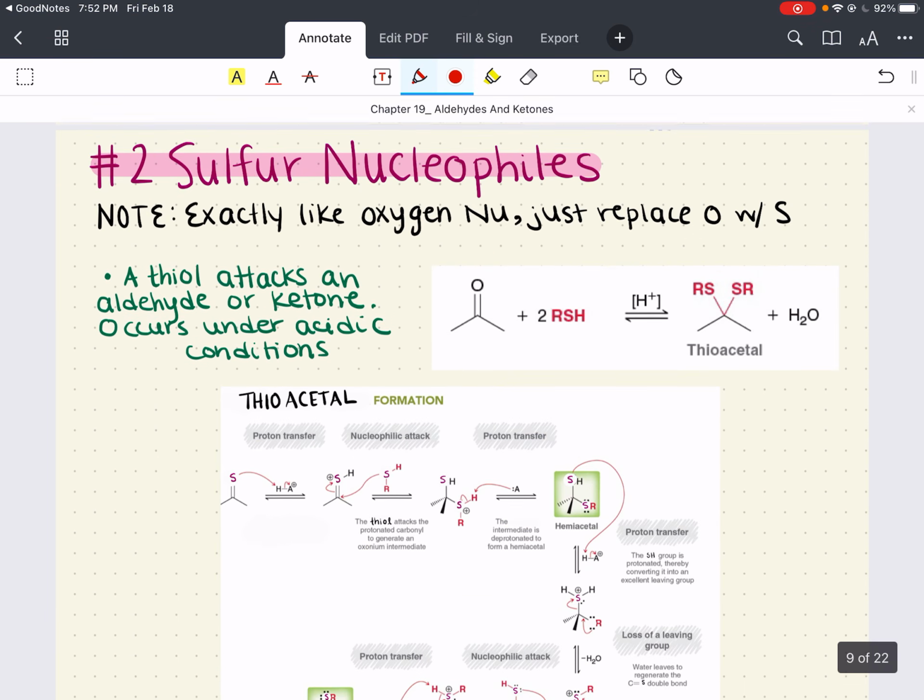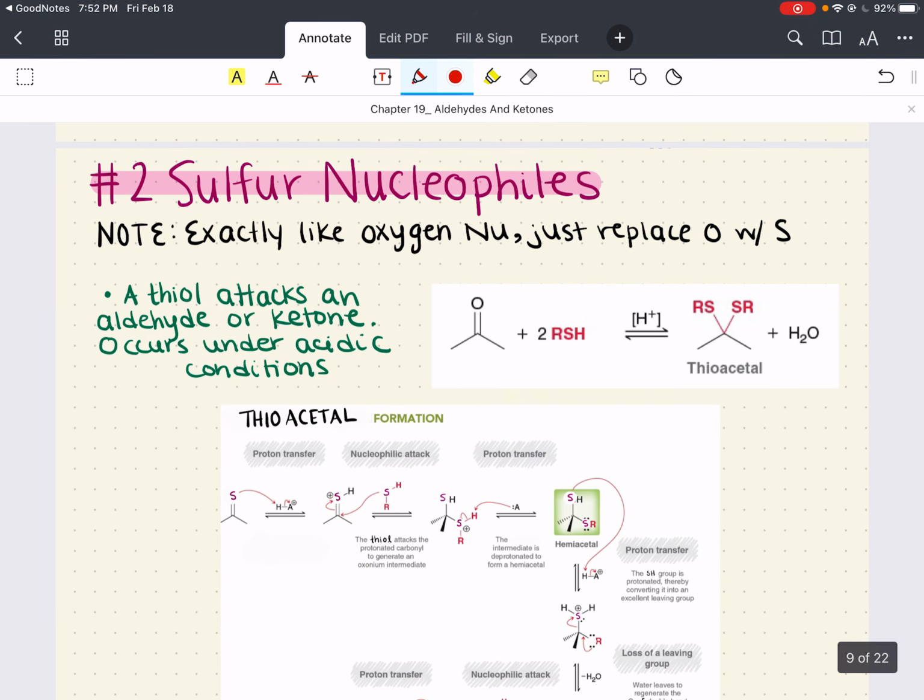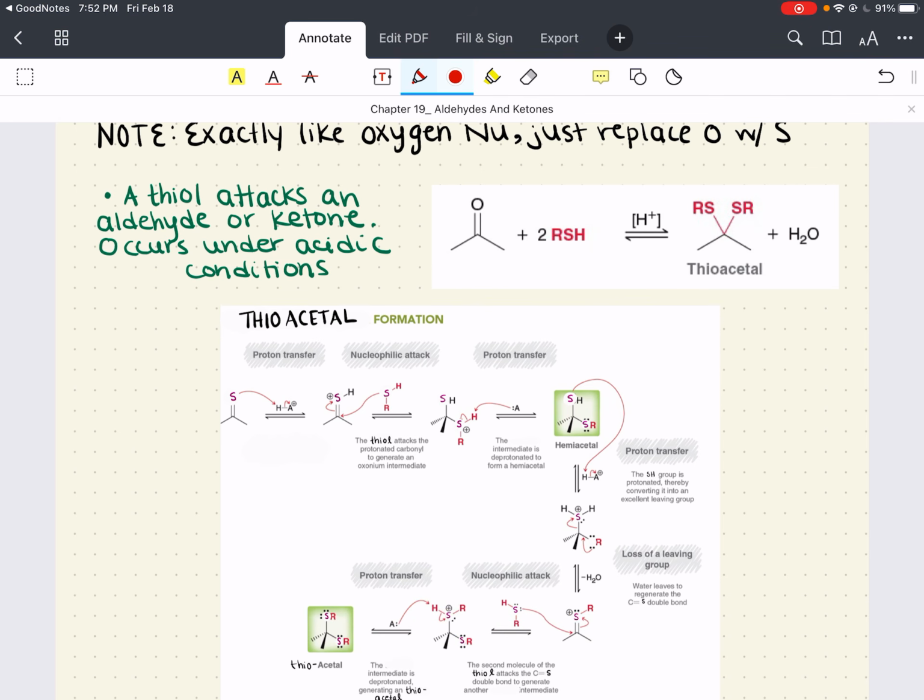Fantastic. Now what we want to work on is to move on to our sulfur nucleophiles. The reactions of sulfur nucleophiles with ketones and aldehydes are very similar to what we have just seen with oxygen nucleophiles. The first reaction we will see is where an aldehyde or a ketone will react with 2 equivalents of a thiol to form a thioacetal under acidic conditions.